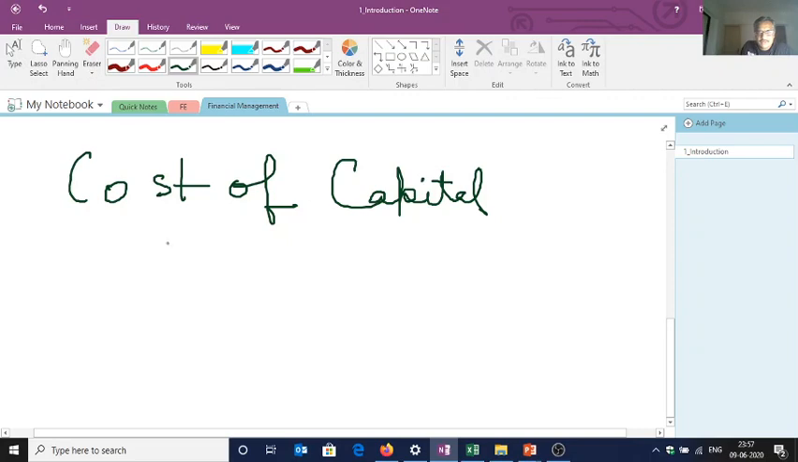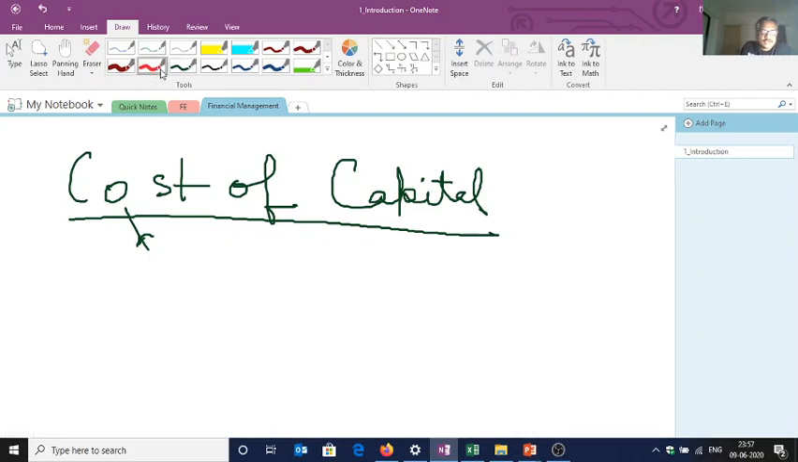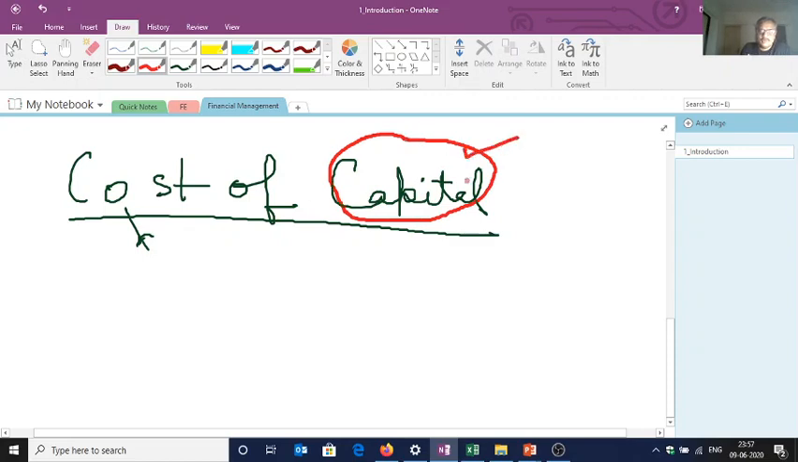In cost of capital, the important thing is obviously the cost. The cost is important, but before we talk about the cost, we have to talk about the capital. What is capital? What do you mean when we say capital? So the best source to understand capital is to look at the balance sheet, because the balance sheet will give you a clear picture.